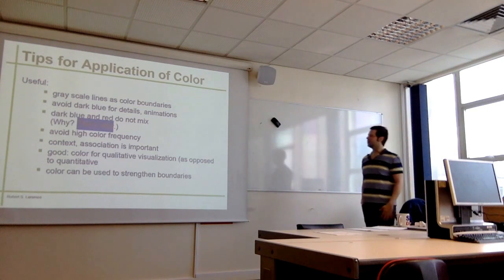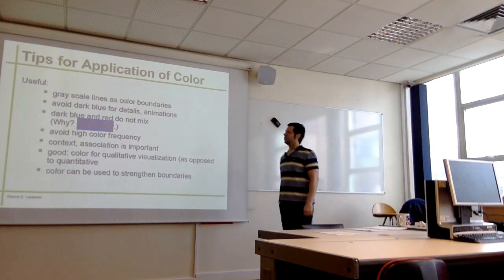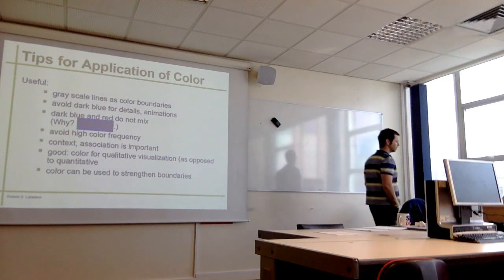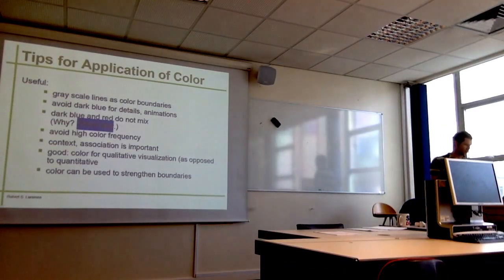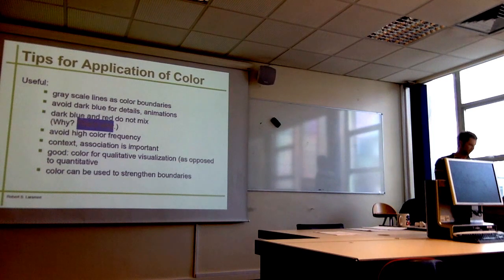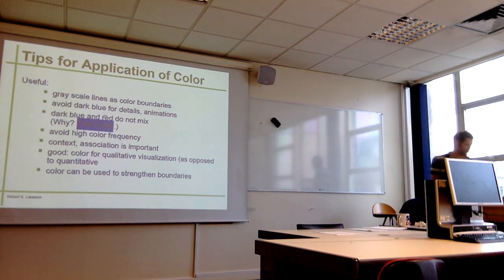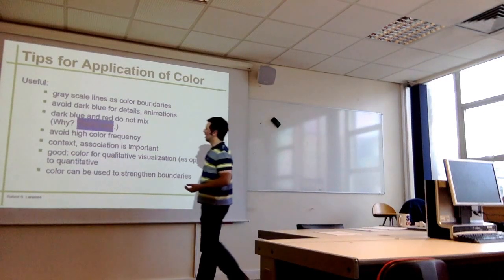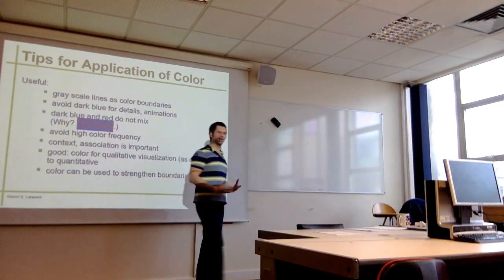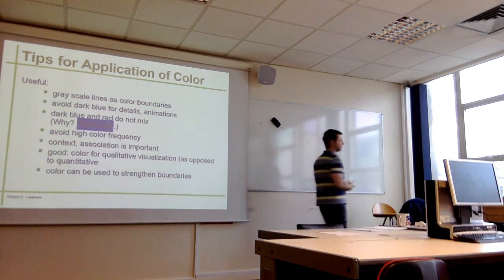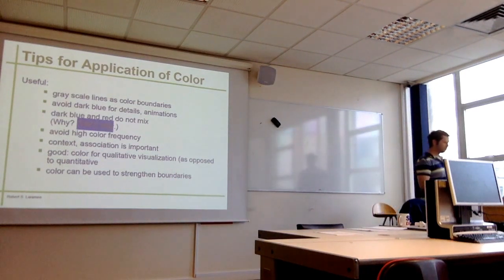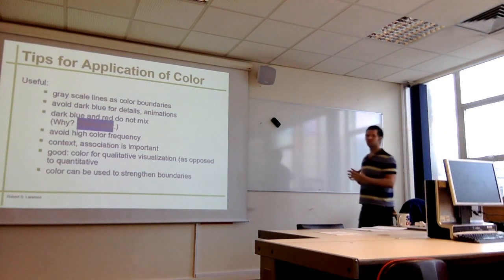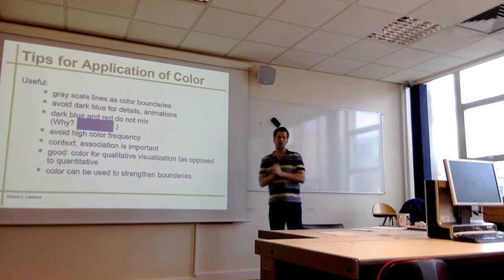Some general guidelines. Grayscale lines are very useful for color boundaries. Avoid dark blue for details and animations. There's a surprising number of examples where people mix red or dark red with dark blue. I see this all the time. It's a very bad and hard to see color combination. Avoid high color frequency. That just means too many colors in too small of a space.